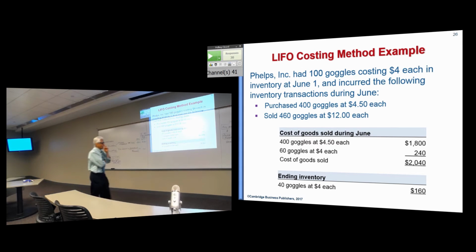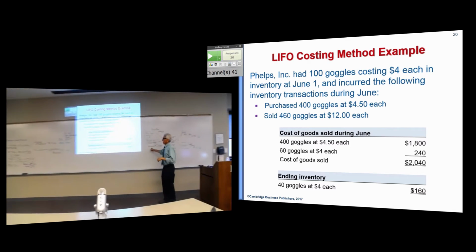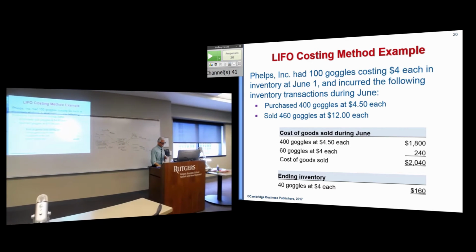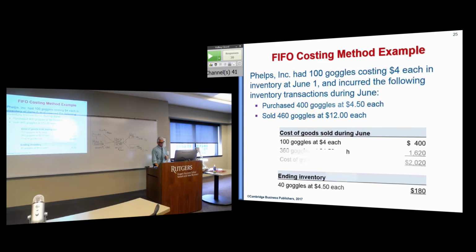So if my ending inventory of the goggles, going back to FIFO for a minute, I have 40 goggles at $4.50, that's close to the cost I'm going to have to pay to replace them, correct? So the inventory on the balance sheet, from a user's perspective, a financial analyst, they're going to see the inventory that's valued at an amount that they could reasonably expect to get if they sold that inventory.